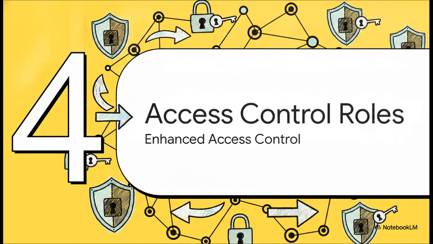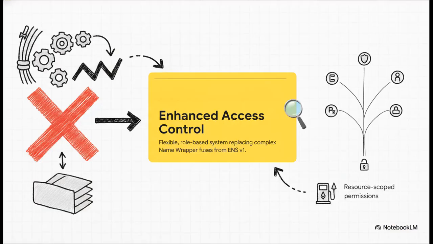Let's hit Part 4, Enhanced access control roles. Back in ENS v1, if you wanted advanced permissions, you actually had to wrap your name and use a system of fuses. You were literally burning permissions permanently to lock them in. It was clever for sure, but really rigid.